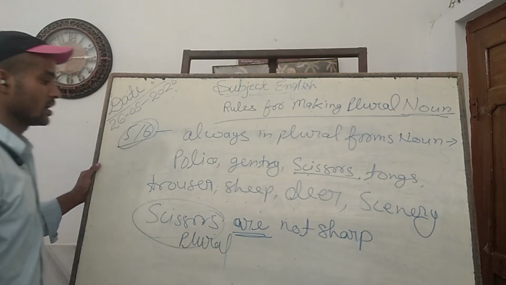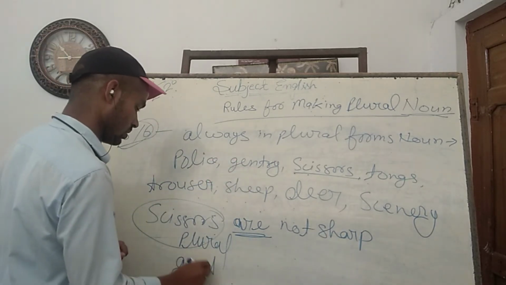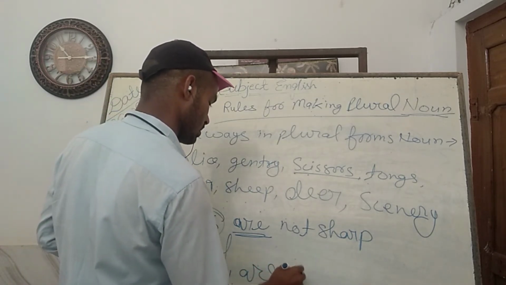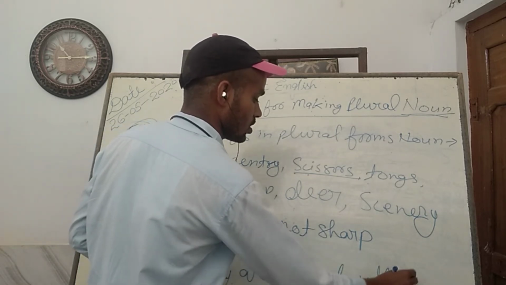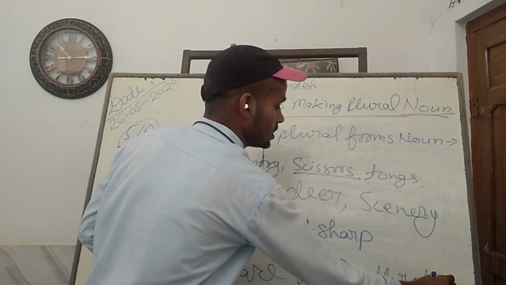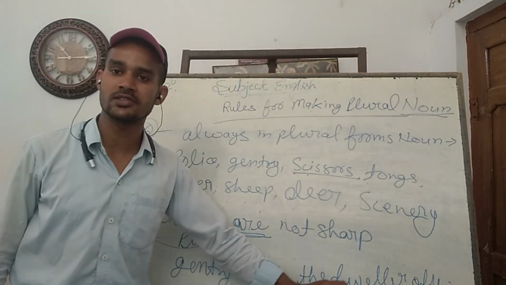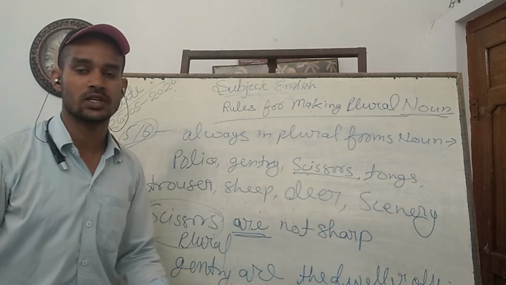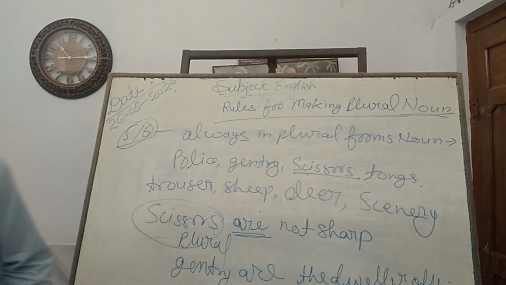In the same way, gentry are the dwellers of this city. Gentry are the recognition of this city. In the same way, sheep, deer, scenery, etc. All these are always used in plural form.